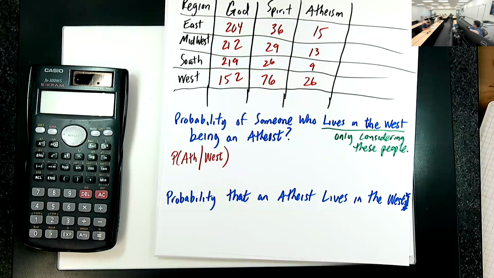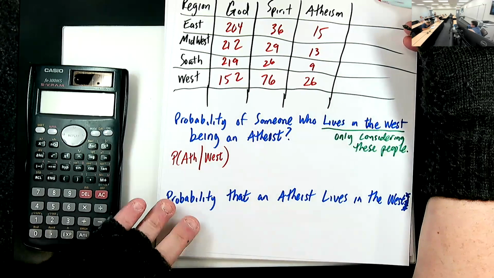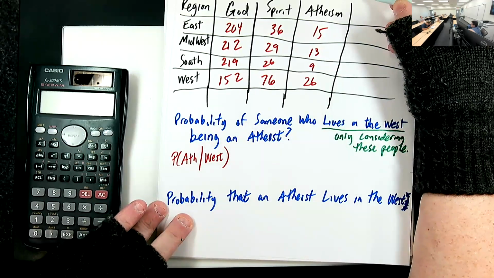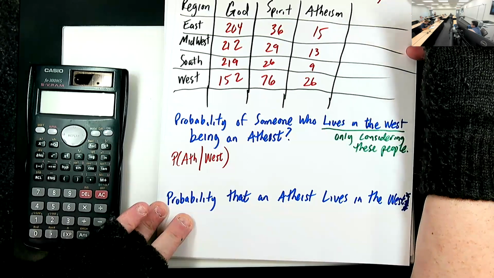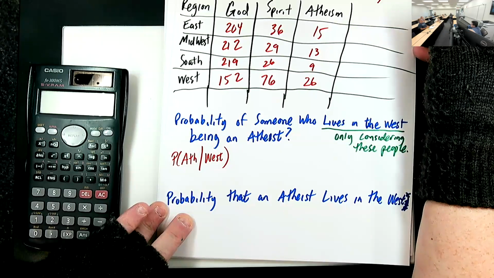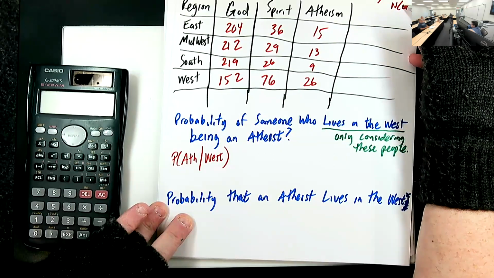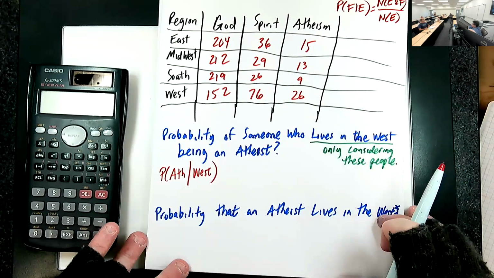If you have the numbers and not the probabilities, you should use the numbers. We should be aiming for probability of F given E equals the number of E and F over the number in E. That's what we're doing right here. We're working smarter, not harder.